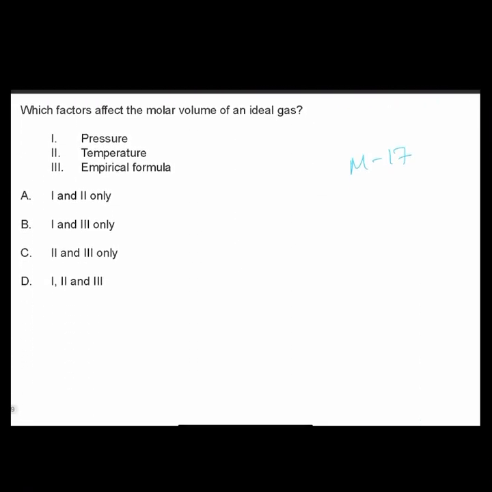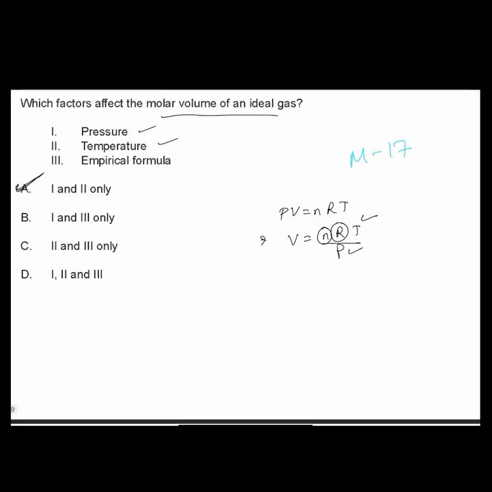Moving on to the next one. This is from May 2017. Which factors affect the molar volume of an ideal gas? So molar volume, right? Volume is nRT by P. Yeah, we have to check which factors will affect the molar volume, right? So moles and R, these two will be constant for a fixed amount of gas. So only temperature and pressure can change the volume. So 1 and 2. So option A will be the correct answer to this question.